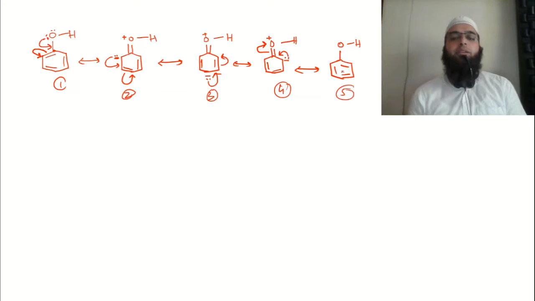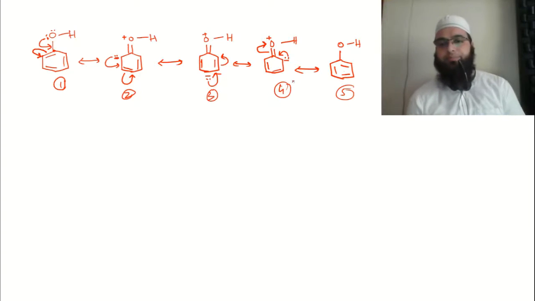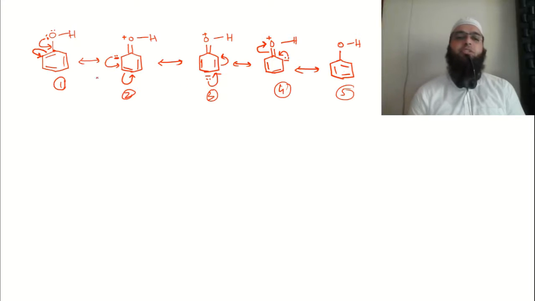Although this fifth one and the first one are the same, we can also say that there are 4 hybrid structures. Okay, in many places we'll see that it's written that it has only 4 hybrid structures, and in many places we'll see that it has the 5 hybrid structures, but it's not going to affect us. So these are the 5 hybrid structures of phenols. So this many hybrid structures show us that the phenol is quite stable.